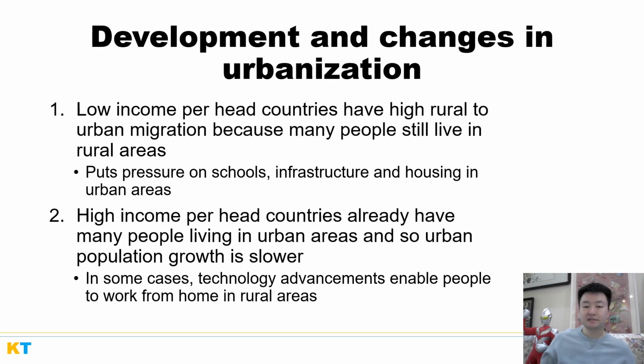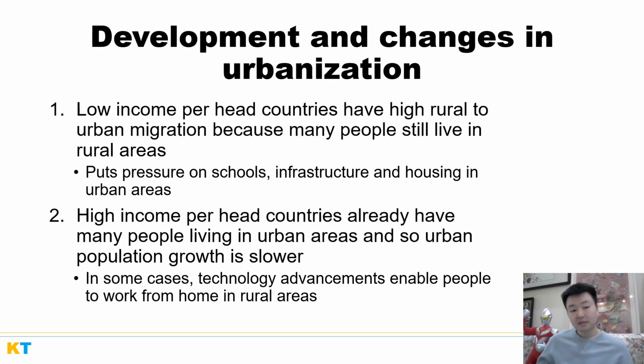Development and changes in urbanization is also a topic we want to talk about. If a country has low income per head, they tend to have higher rural to urban migration because many people still live in rural areas. We've identified that if somebody lives in an urban area, they can enjoy a higher standard of living because there are more goods and services available in urban areas, and also because the income in urban areas is usually higher than that of rural areas. But the caveat is that this puts pressure on schools, and on the infrastructure and housing in urban areas.